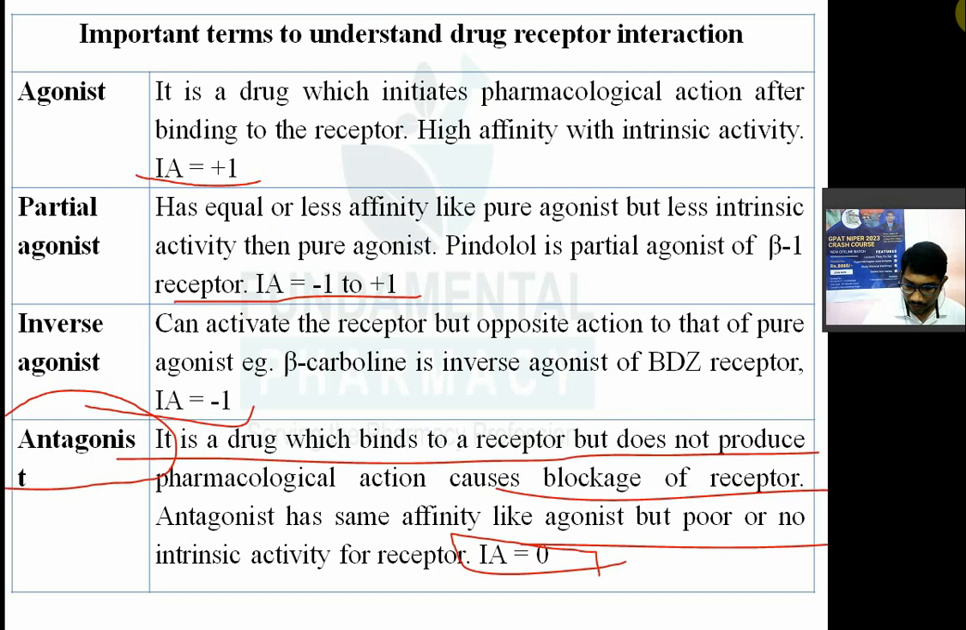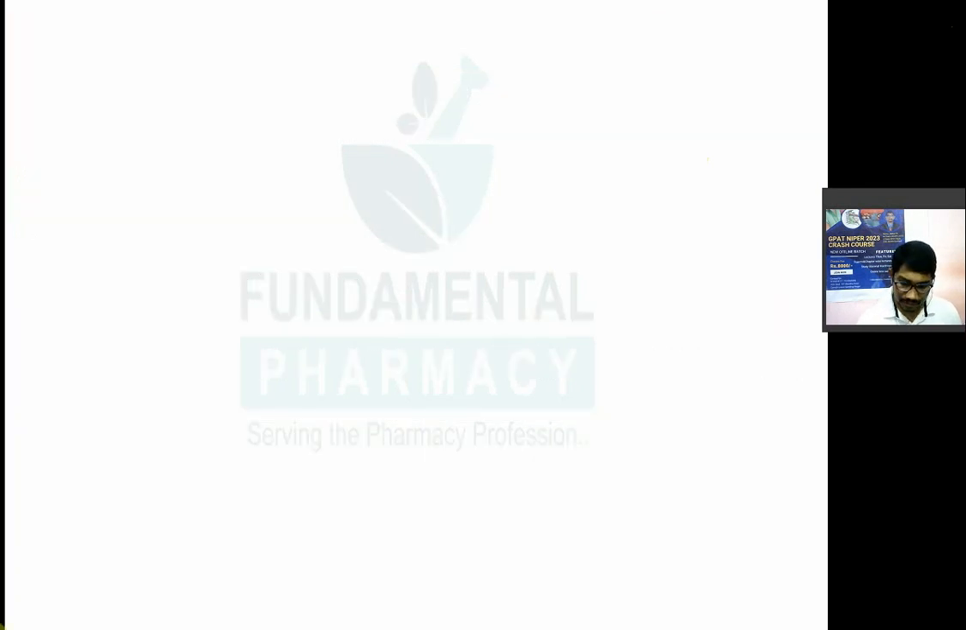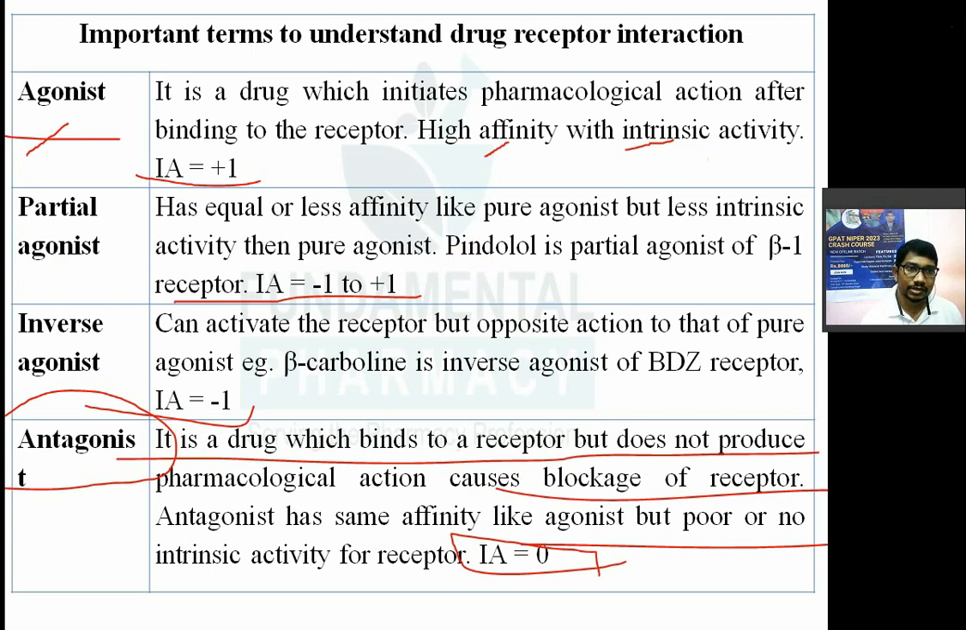An agonist is any drug or chemical that will combine with the receptor and produce a pharmacological action. So it has a high affinity and high intrinsic activity, or high efficacy. Okay? Now what is a partial agonist? It is a drug which will have less or equal affinity as the pure agonist, but its intrinsic activity will be less than that of the pure agonist.